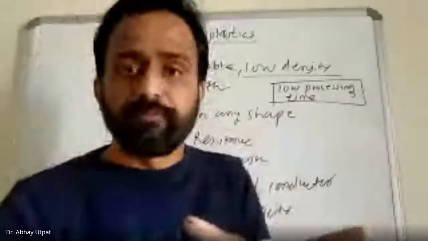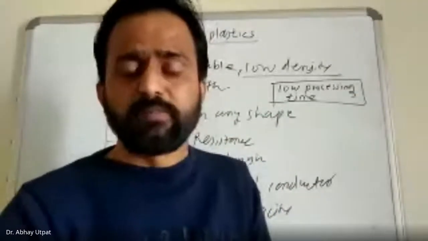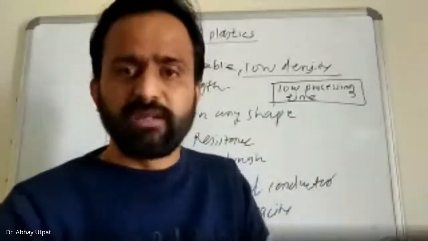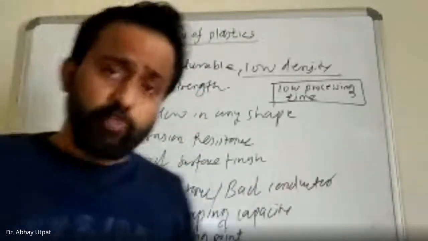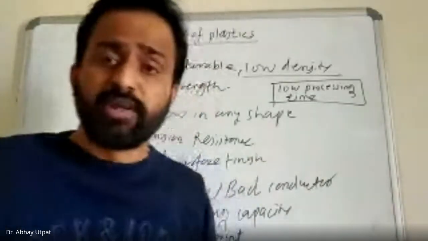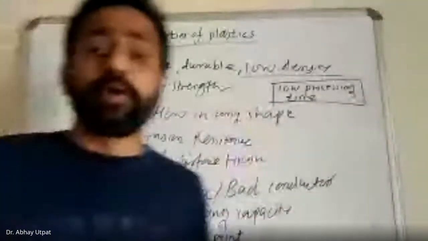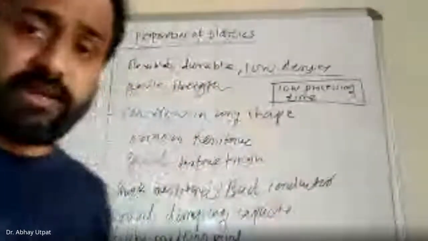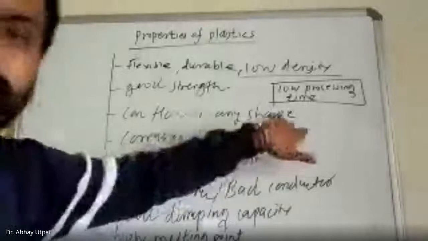And there may be the problem of wear and tearing of wooden chairs or wooden furniture, but plastic furniture is long lasting. There is no problem of wear and tear as with wooden furniture. Then, it can flow in any shape.